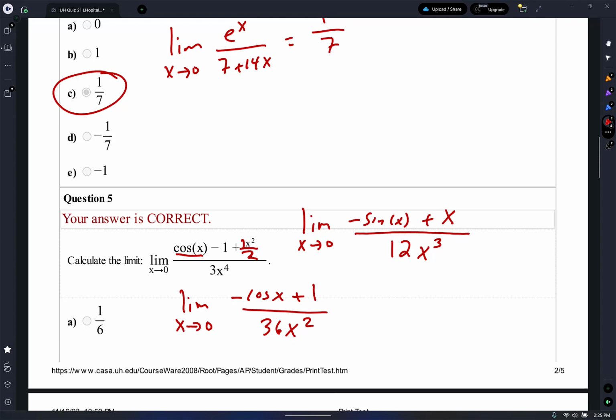So let's do it again. Limit as x approaches 0. What's the derivative of cosine x? Yeah, negative sine x, but negative times a negative is a positive. And then it's just sine x over 36 times 2, 72x. Again, if I plug in a 0 for sine x, sine of 0 is 0, and 72 times 0 is 0. So you're going to do it one more time.